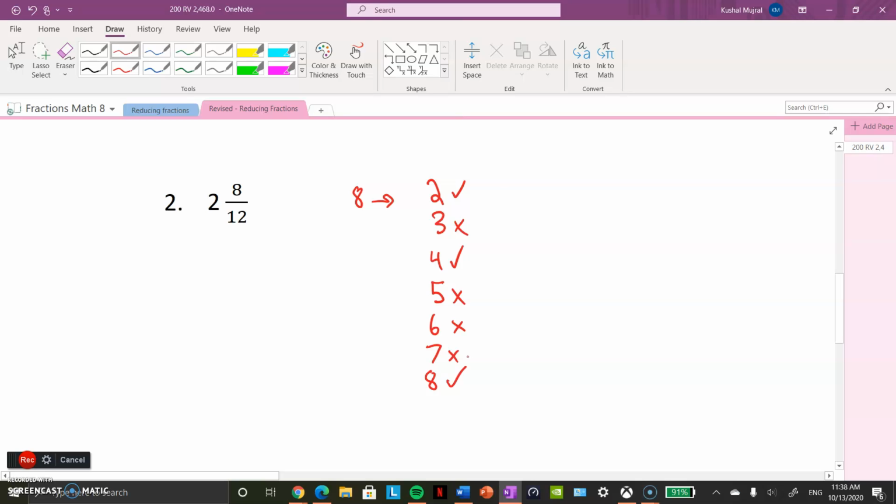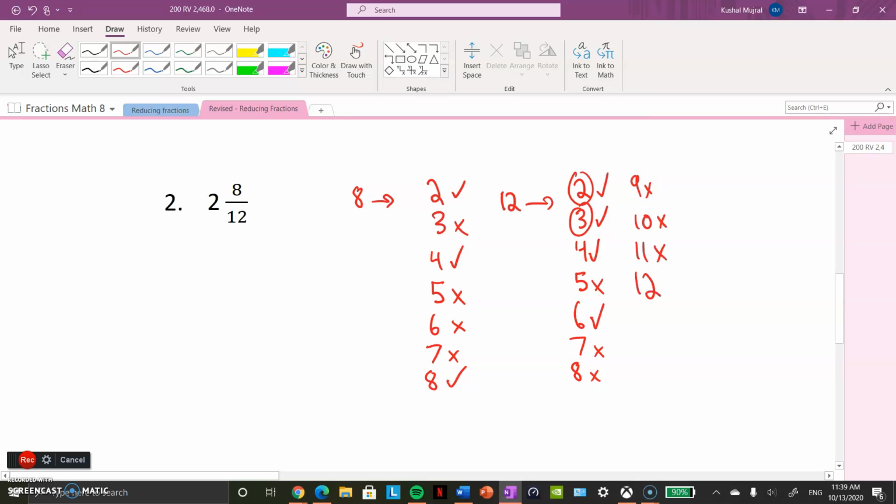Okay. Now let's look at 12. Does 2 go into 12? Yes, it does, because the last digit's even. Does 3 go into 12? Yes, it does, you could do this on your finger, 3, 6, 9, 12. Does 4? Again, you could do this on your finger, so there's no point going into the whole steps. So yes, it's divisible by 4. It's not divisible by 5. It is divisible by 6, because it's divisible by both 2 and 3. It's not divisible by 7. It's not divisible by 8. Not divisible by 9. Not divisible by 10. Not divisible by 11. It is divisible by 12.